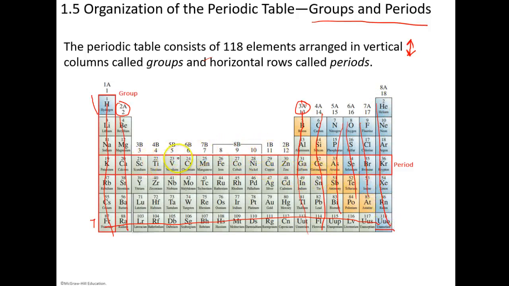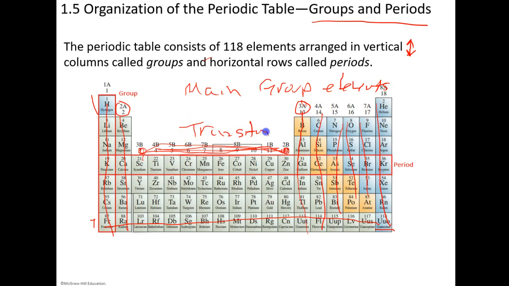Then you have the B's. The B section, yeah, they're groups, but notice they're weird. They start at 3, and then they go to 12. We're not really going to worry about the group numbers here, but the A's are very common. They're the main group elements. All the A's. All right, the B's are called transition metals. And these down here, which aren't shown here, are called the inner transition metals.